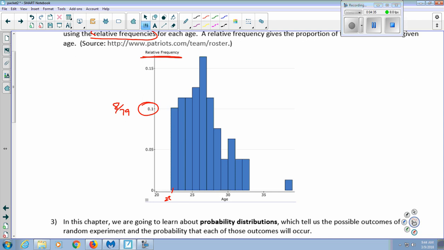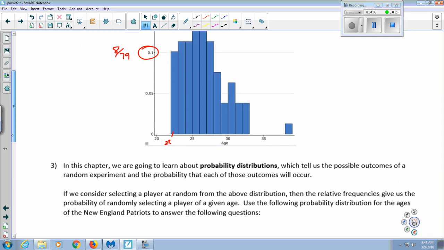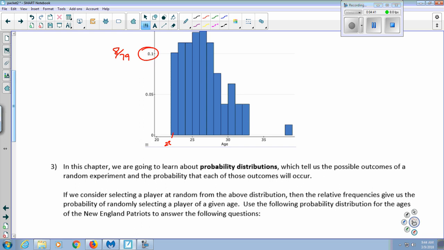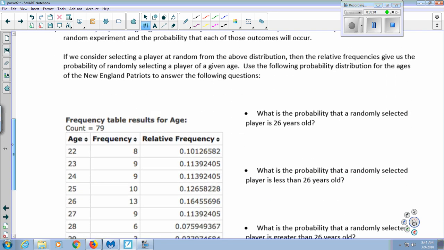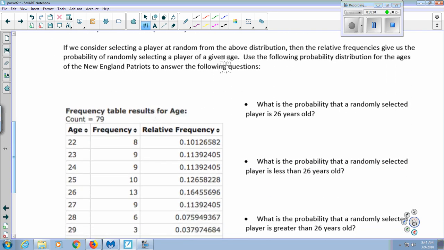So in this chapter, we're going to talk about the probability distribution, which tells us about possible outcomes of random experiments and the probability that each of these will occur. So already we're starting to look at that because we just talked about this: the probability of selecting a 22-year-old is 8 out of 79, and you're able to see that here in our relative frequency graph. So if we consider selecting a player at random from the above distribution, then the relative frequencies give us the probabilities of selecting a player of a given age.